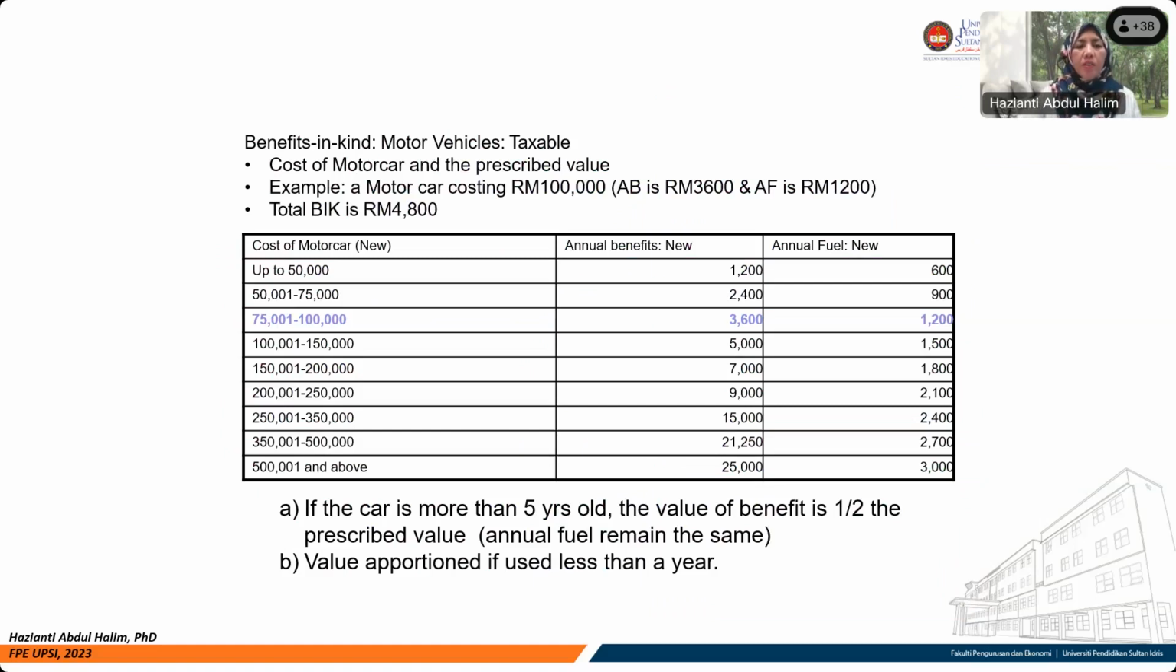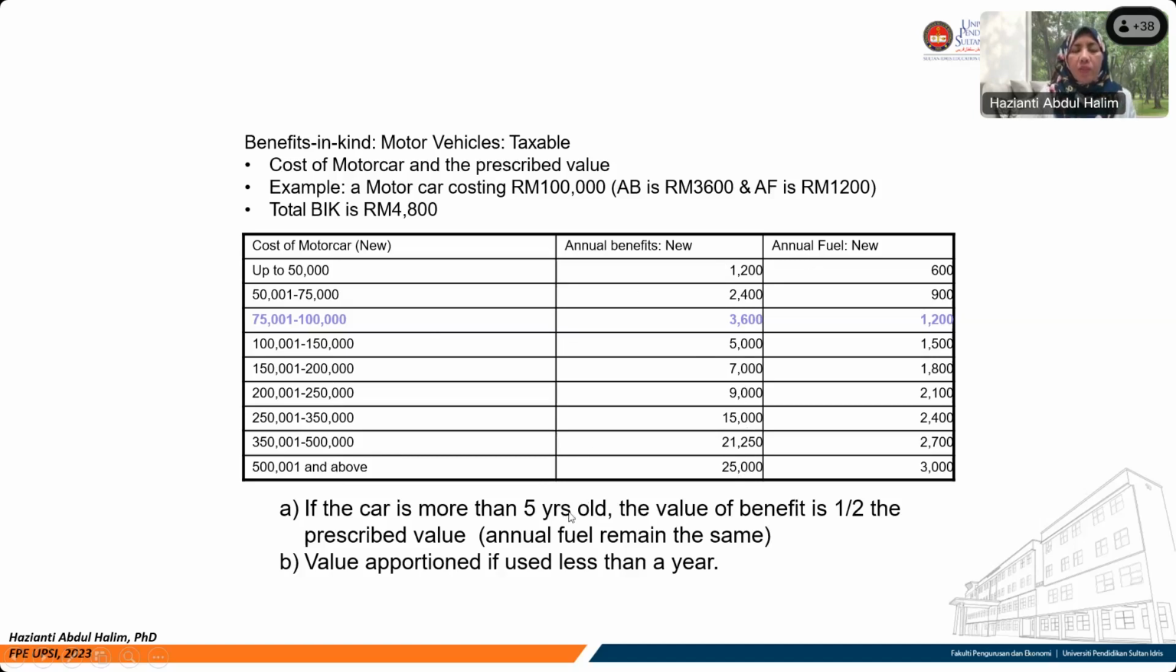Alright, so here, for example, for car between 50 to 75,000, the market value of the car, harga kereta tu, the annual benefit that the employer will get is 2,004 and the annual fuel is 900. So lagi mahal kereta tu, lagi tinggilah the annual benefit. Annual benefit ni, this is the one, the amount that you will be taxed. The annual benefit dengan annual fuel ni, the amount that you will be taxed.